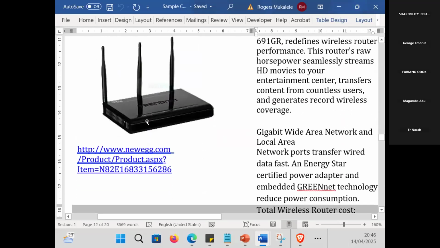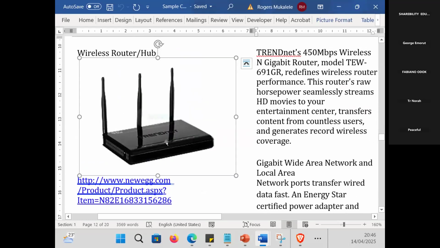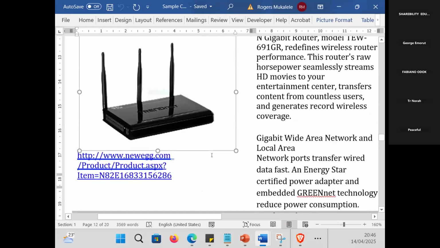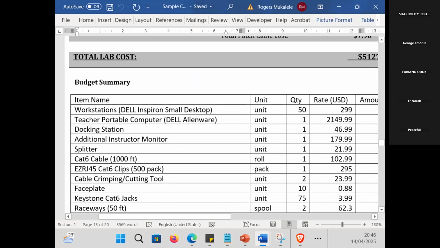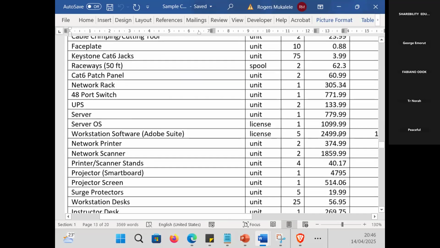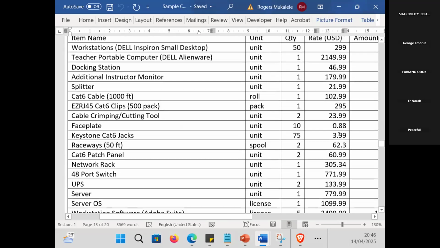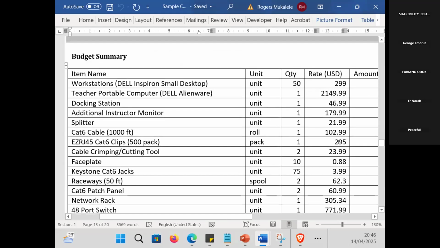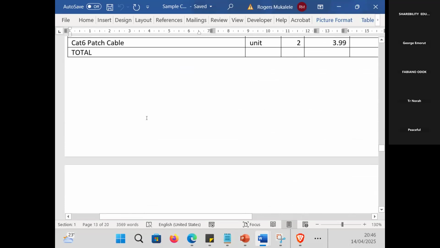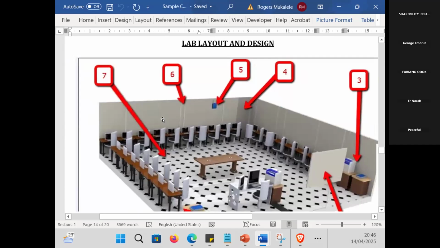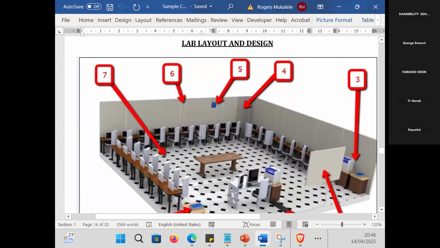So you need the wireless router to connect computers wirelessly, but also to connect to the switch. So we have all this. So there is some kind of budget here. Now this one was in dollars, and these prices also may not be current, but this was from what had been collected there for a 50 computer lab, having all these things that are needed. And at the end of the day, you'd come up with a computer lab like this one here.